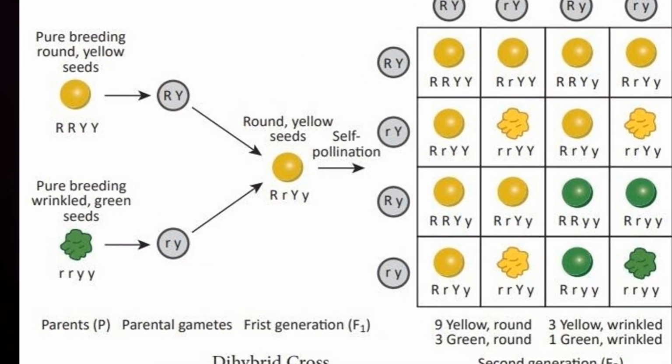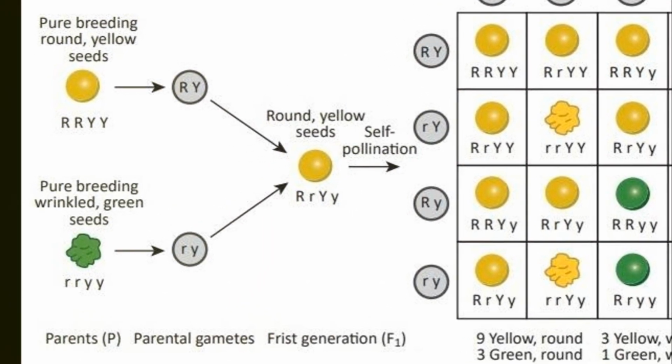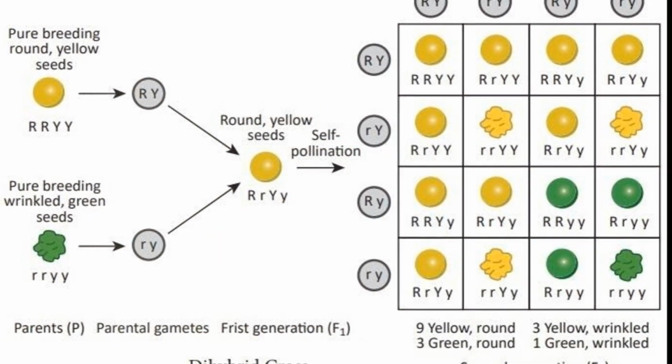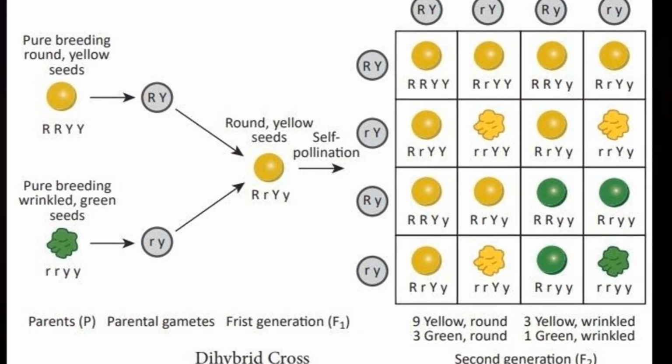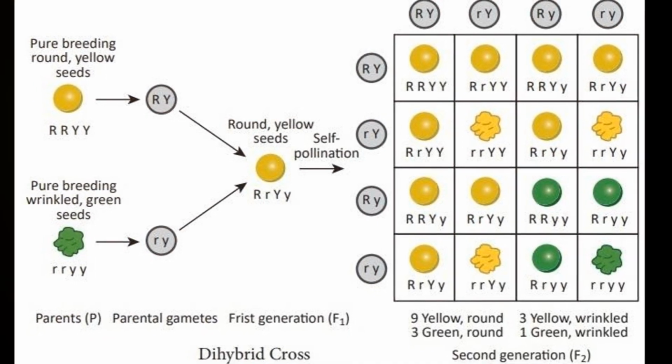The law of independent assortment says that different genes independently separate from each other when reproductive cells develop. In other words, the allele a gamete receives for one gene does not influence the allele received for another gene.